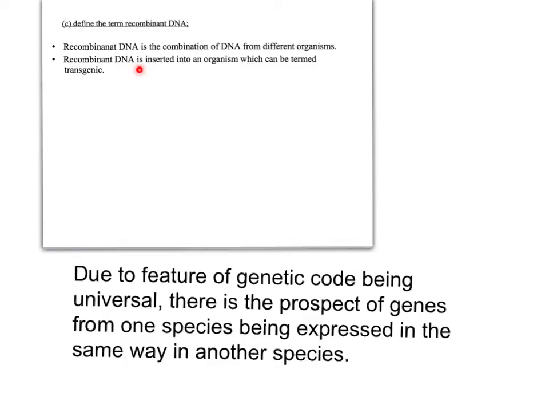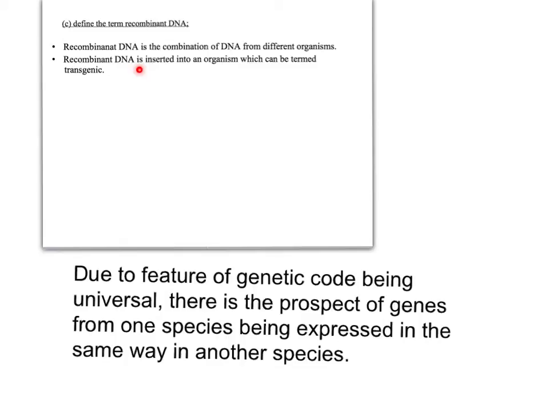So the great example that we always used at GCSE was insulin. So if we took the gene for insulin out of a human cell, inserted that gene into a bacterial cell, we then can get that bacterium to transcribe and translate the gene and make insulin, which is the way that insulin for diabetics is now made.